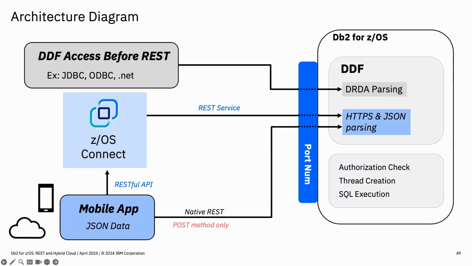If you're using JDBC, ODBC, or .NET, you would go through a port number and use DRDA parsing, and then with the native REST, you would use HTTPS and JSON parsing. Going through the diagram, we have our mobile apps, which are supporting the post method only. But when we add in zOS Connect, this is where the fully RESTful methods come in. So we have our get, put, post, and delete with zOS Connect.